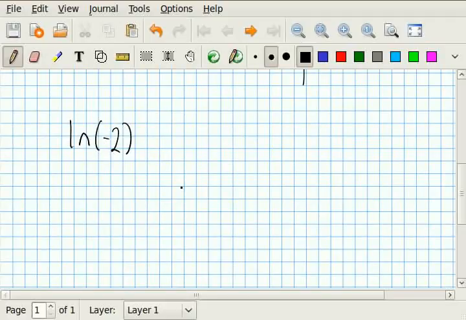The reason for that, you might remember from the notes, is that the natural log is the inverse of the exponential function base e. So if I call this number y, what is natural log of -2? That's the same thing as asking, e to what power is -2? And you can't raise a positive number to any power to get a negative number. Since this doesn't have a solution, it doesn't make sense. We can't take natural log of a negative number.